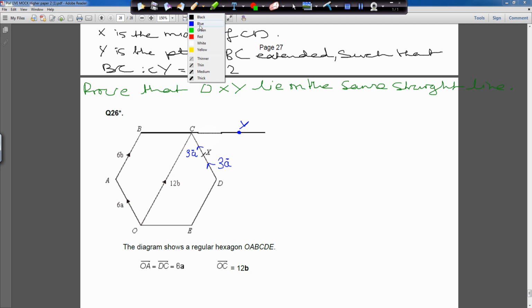Okay. So first of all, we're going to work out O to X, and then we're going to work out O to Y. Because they start at the same point, if they are parallel, that means they're on a straight line. Let's work out O to X first of all.